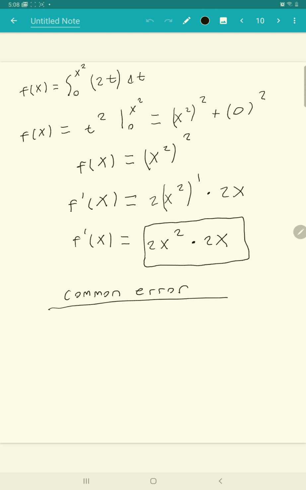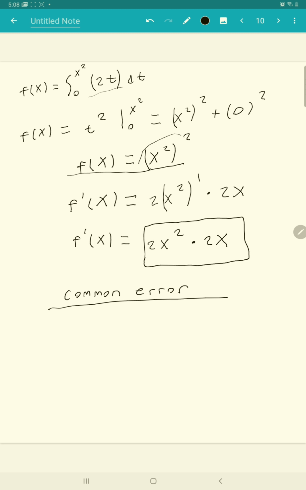If we have f of x equals the integral of 2t from 0 to x squared dt, then if we find the antiderivative of 2t, which is t squared, and then we plug in values, it's going to come out to x squared squared minus 0 squared. And so this is our function once we take the integral. When we find the derivative, we're going to do 2 times x squared to the first power, but we have to watch out for the chain rule. It has chain rule implications.